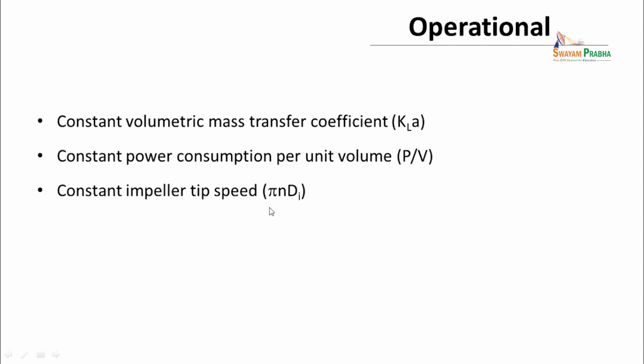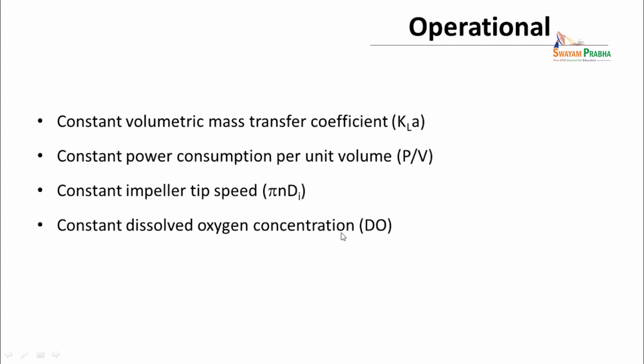Impeller diameter is Di. Pi Di would be the circle it makes, the distance that is traveled, times N, the RPM, the speed of the impeller. That gives you the variable that you need to keep constant at the lower level and at the higher scale. And also one looks for constant dissolved oxygen concentration and constant Reynolds number in the bioreactor.